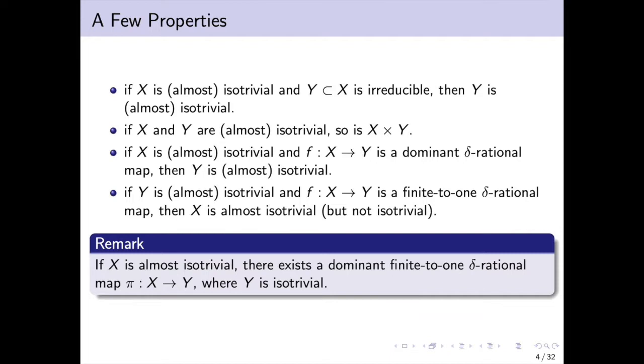I have a last remark here that basically, if we're willing to modify our variety a bit, we can always assume that it's isotrivial up to some finite-to-one dominant map. That's why I'm mostly going to work with isotrivial varieties, because they're just easier to work with in general. So in parentheses, you meant, but might not be isotrivial. Yeah, might not be isotrivial.